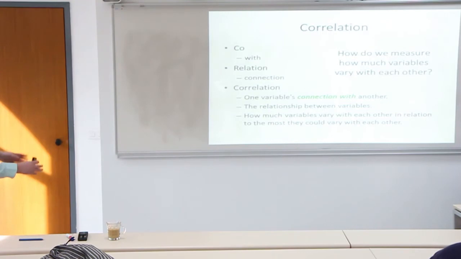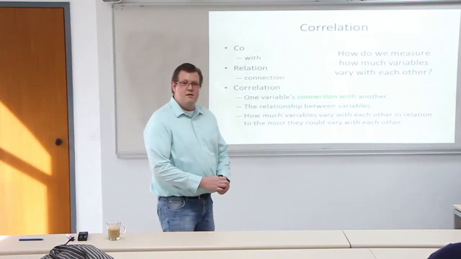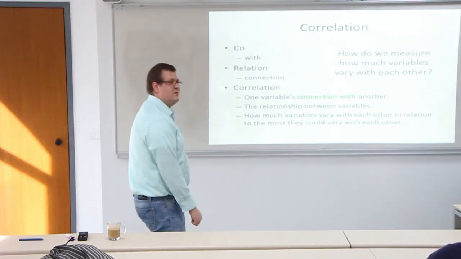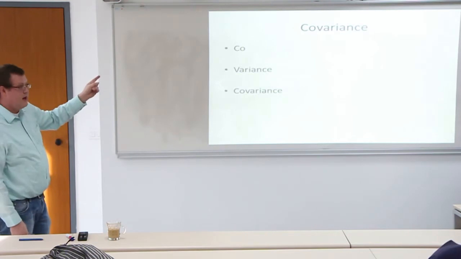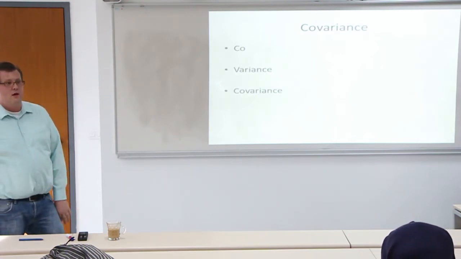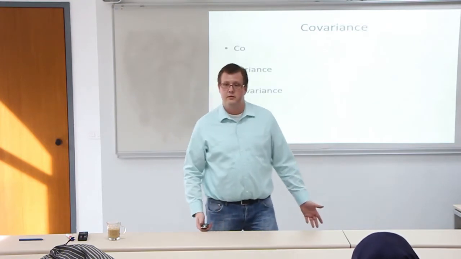But we want to be more precise than just looking at a scatter plot and guessing. We want numbers that we can calculate. So, to do this, we're going to look at covariance. We talked about variance. Now we're going to talk about covariance.